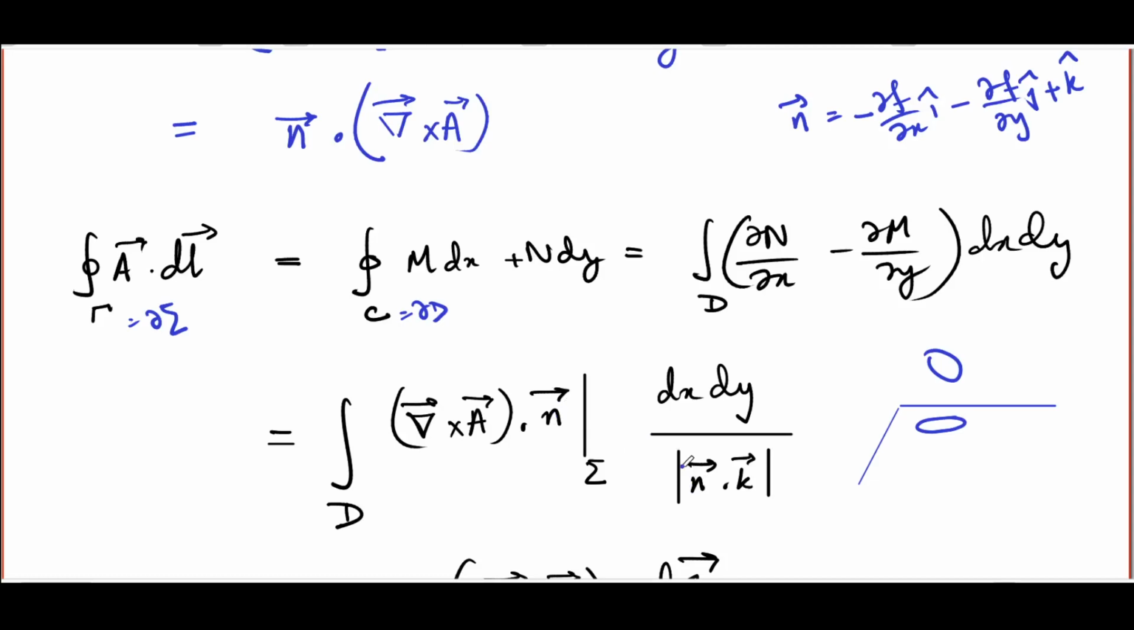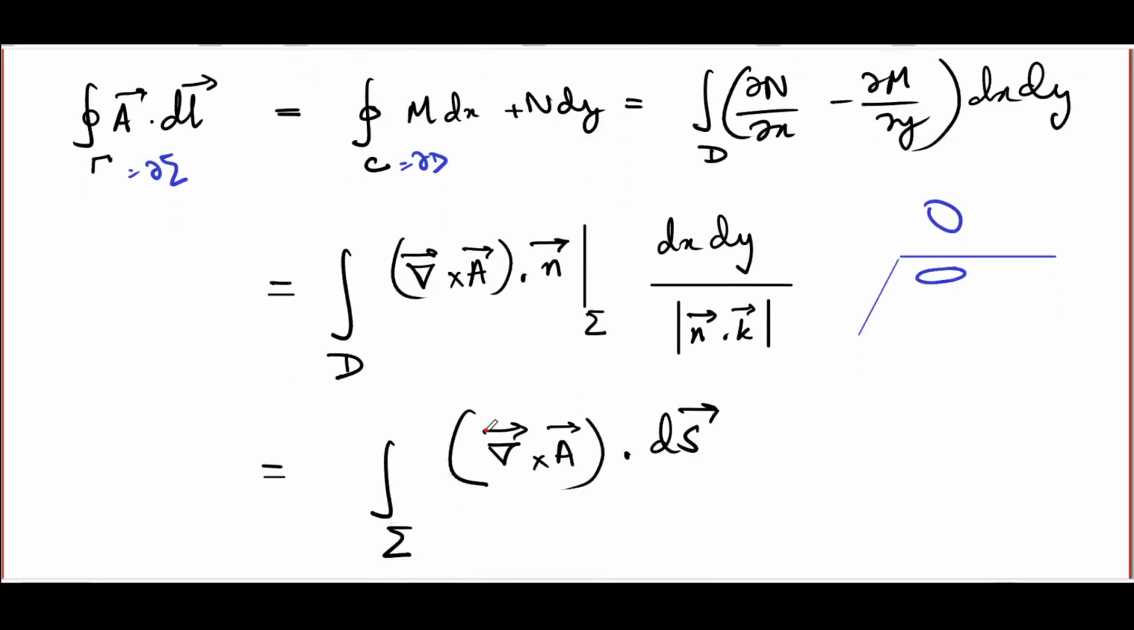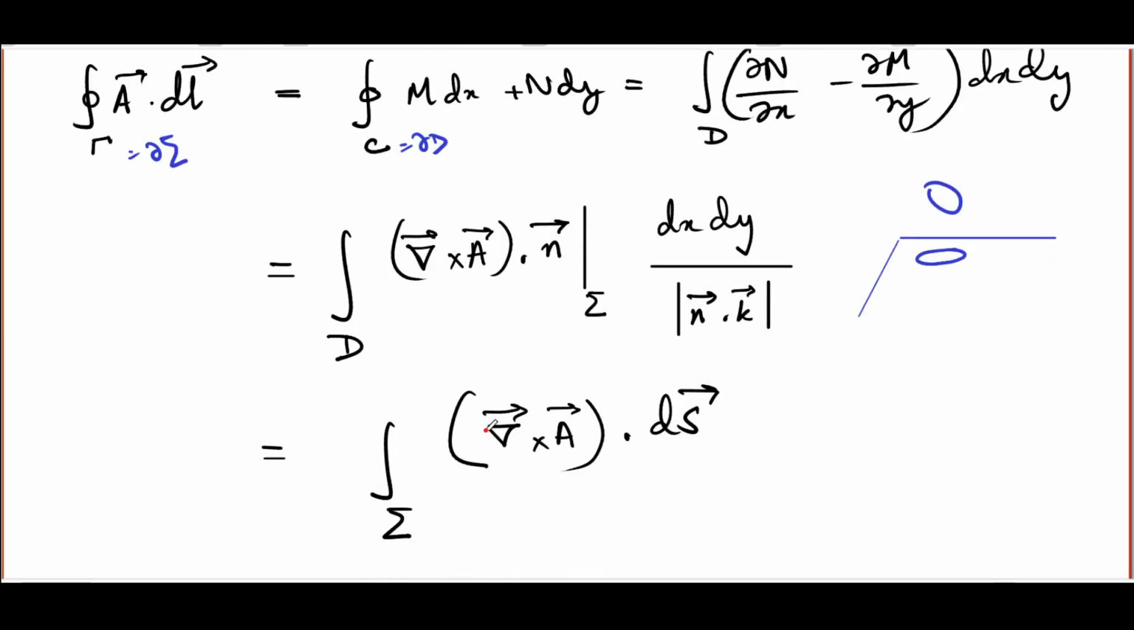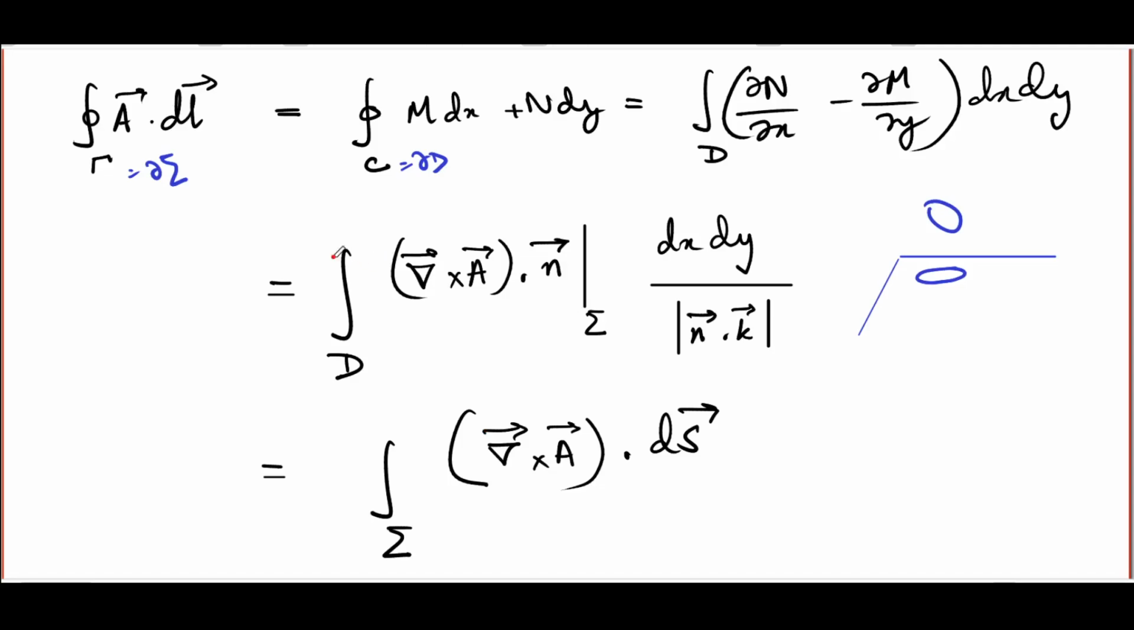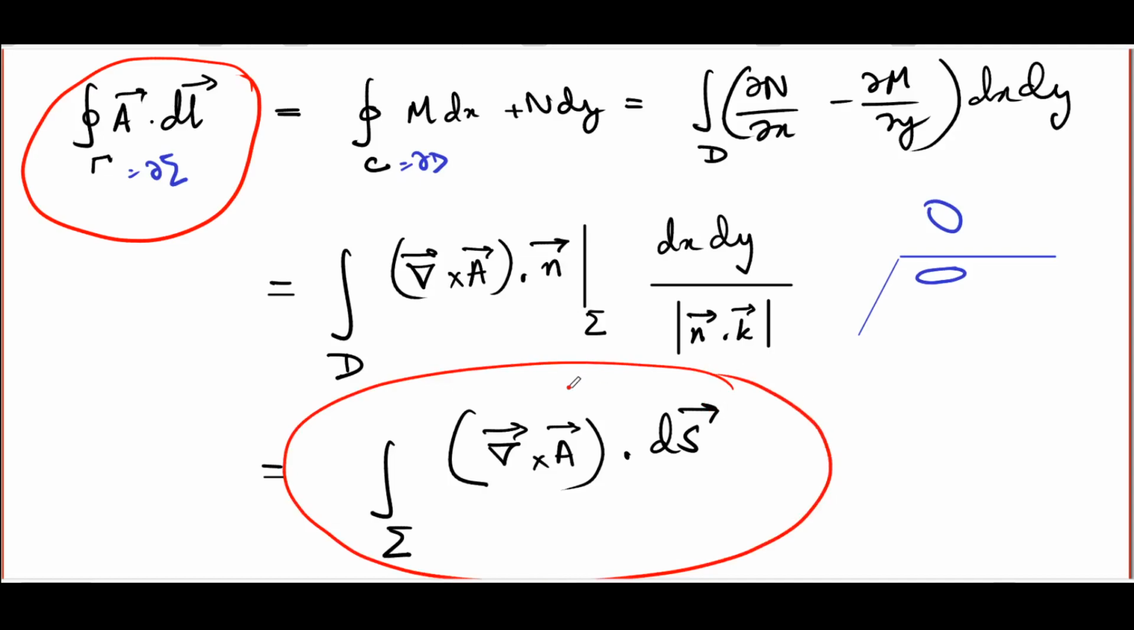Now, as we discussed in some detail in the third lecture of this series, this whole construction is nothing but a way of evaluating the surface integral of curl of A dot ds over the surface sigma by projecting it onto the xy plane first. So what we have ultimately obtained is that the line integral of A dot dl over a closed curve gamma, which is the boundary of a surface sigma, is nothing but equal to the surface integral of curl of A dot ds over the surface sigma, which of course is Stokes' theorem.